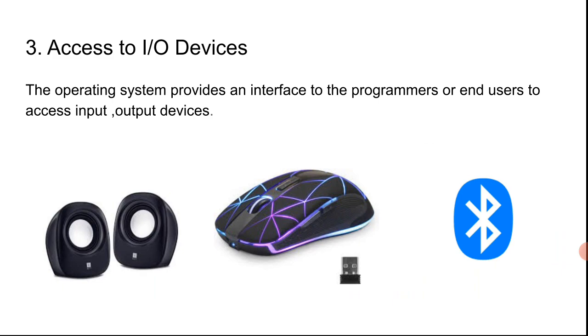And we have Bluetooth technology. This is also provided by the operating system, with the help of which we can make a simple network and send data over it. We call it a personal network, PAN, which is a personal area network. With the help of the operating system we can develop that network.